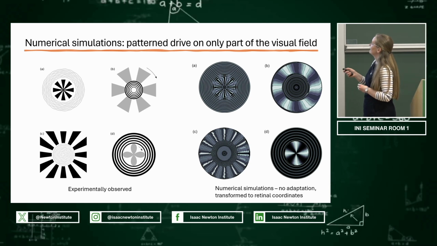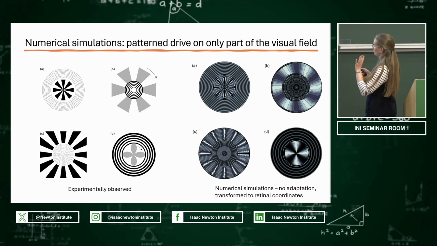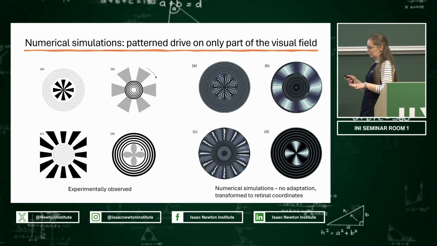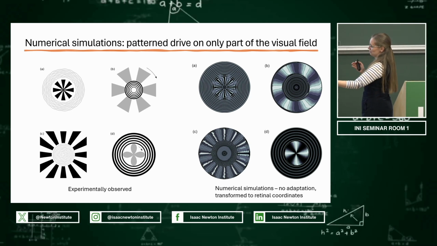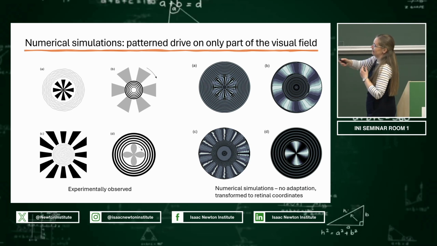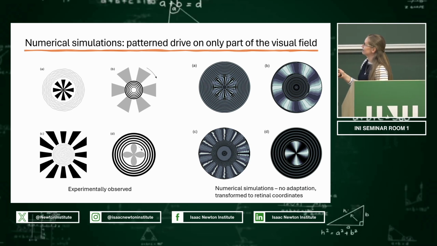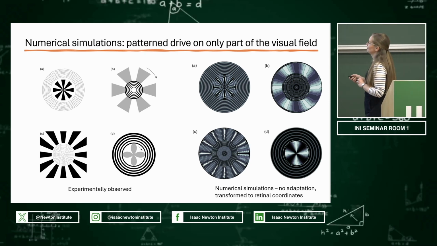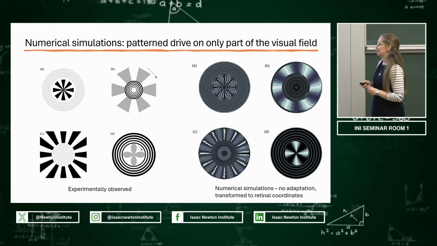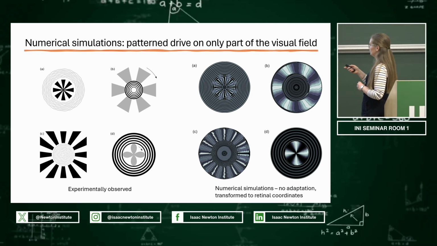So here we've got the direct correspondence. These are numerical simulations of the equations without adaptation, so we don't expect any movement here. But it does mean that I can nicely transform what we get from cortex back to retinal coordinates, which is easier to directly compare. And yes, we can get all of the nice patterns out, including the right numbers of spokes and circles, which is very nice.